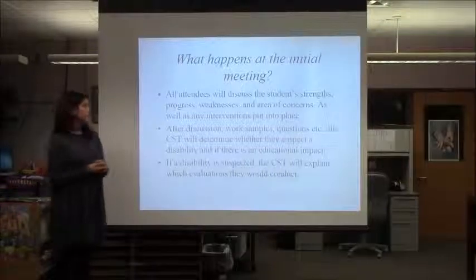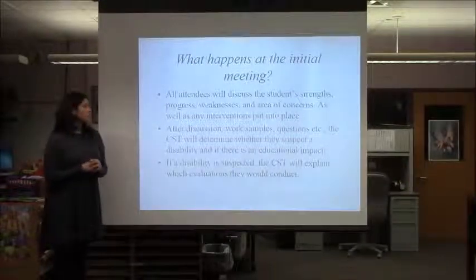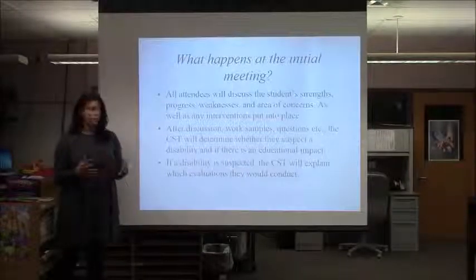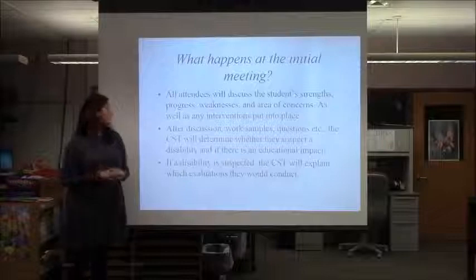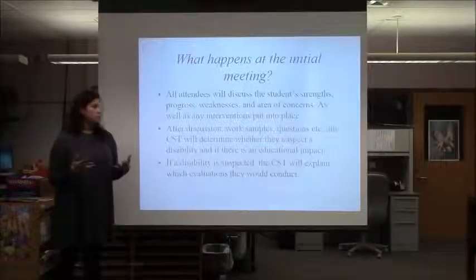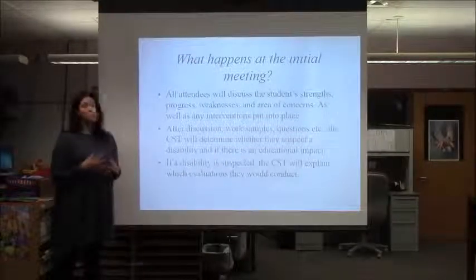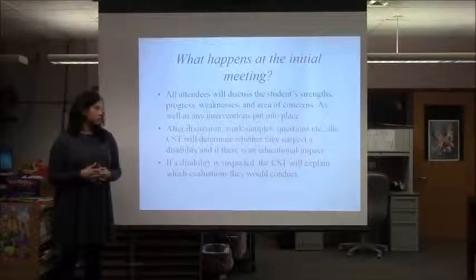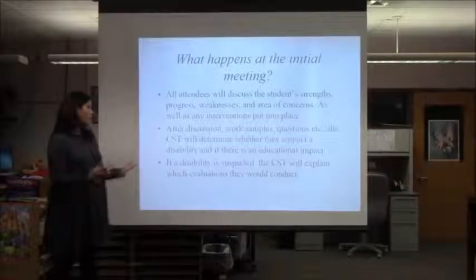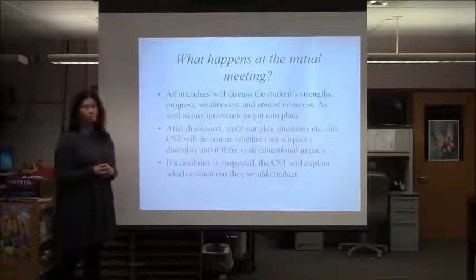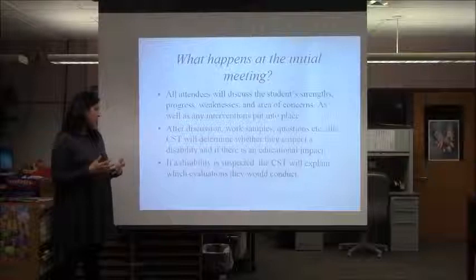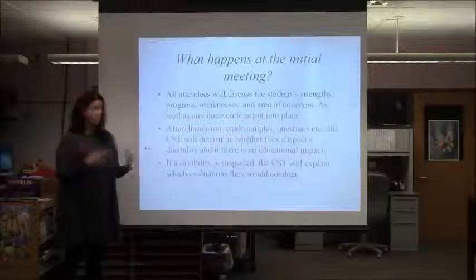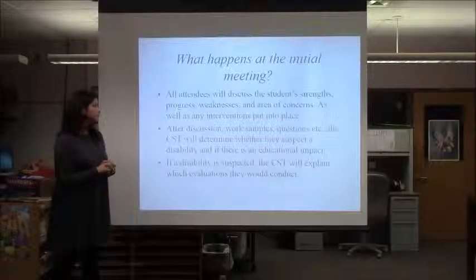So what happens at this meeting? All attendees will discuss the student's strengths, progress and weaknesses, and areas of concern, as well as any interventions that have been put into place at that time. After the discussion, work samples, questions, etc., the CST will determine whether or not they suspect a disability and if there's an educational impact. If they suspect a disability and educational impact, the CST will explain whether evaluations are warranted, and if so, what evaluations will be conducted at that time.